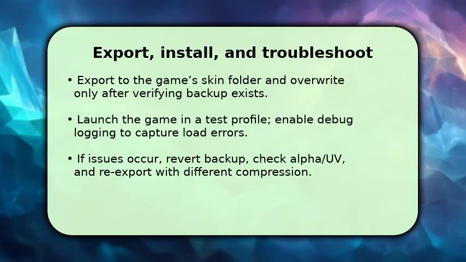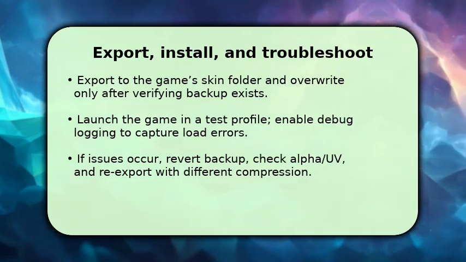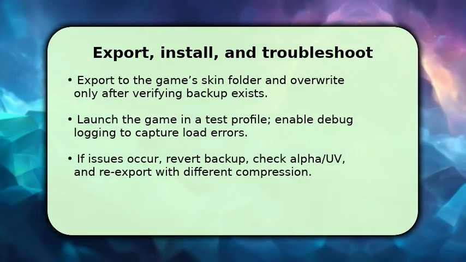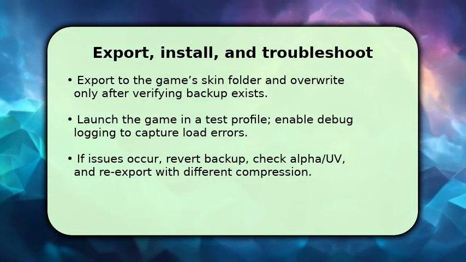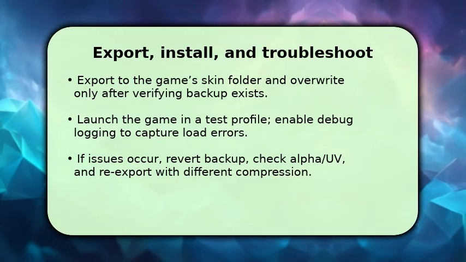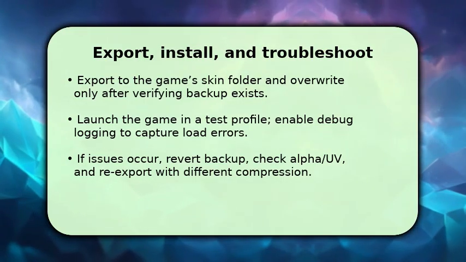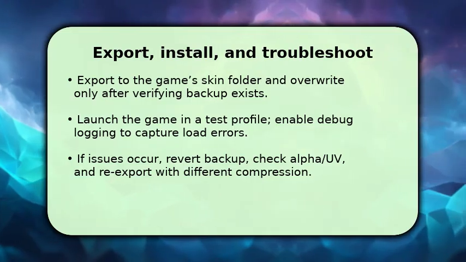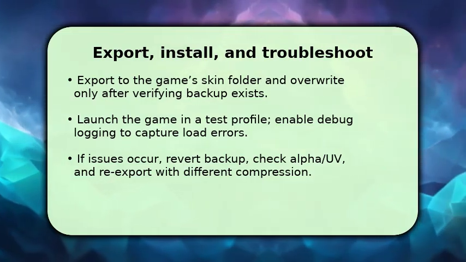If the skin shows glitches or crashes, revert to the backup immediately, then inspect alpha channels, UV seams, and compression settings. Re-export using a different compression or output format. This targeted rollback and test approach isolates the problem quickly.